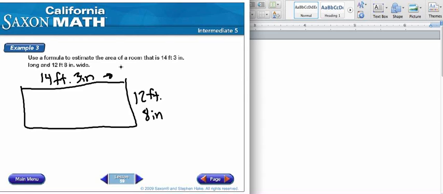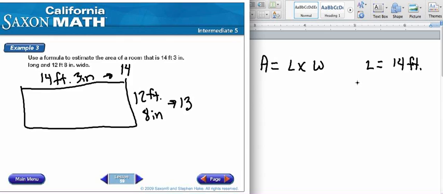I'm going to round this down because there are 12 inches in a foot, so 3 is less than half. I'm going to round this to 14 feet. And I'm going to round this up because 8 is greater than half of 12, to 13 feet. So using my formula, area equals length times width. Length equals 14 feet. Width equals 13 feet. So area equals 14 times 13.